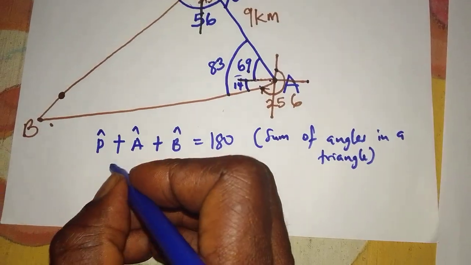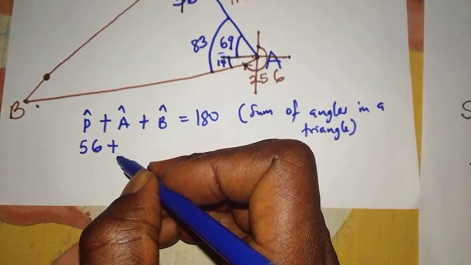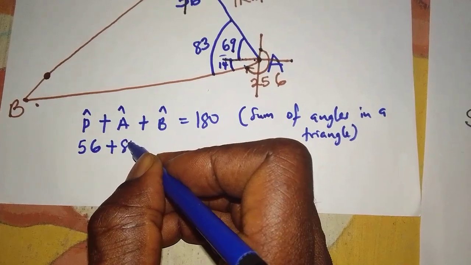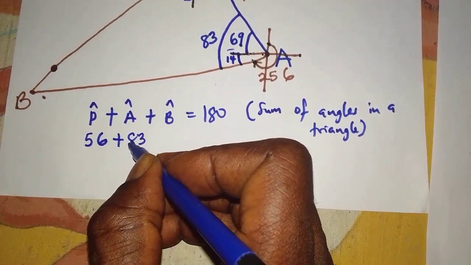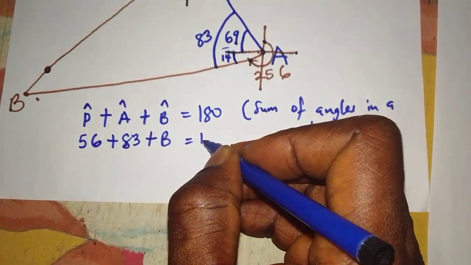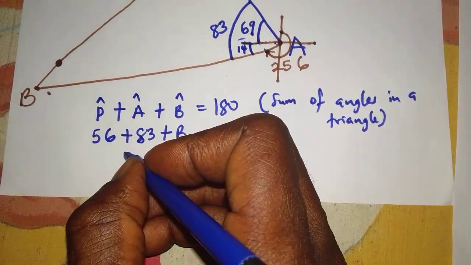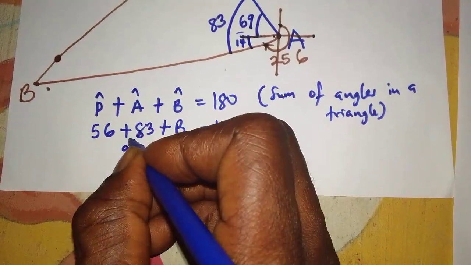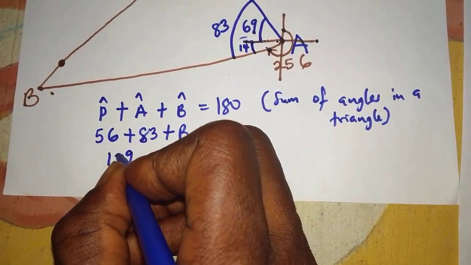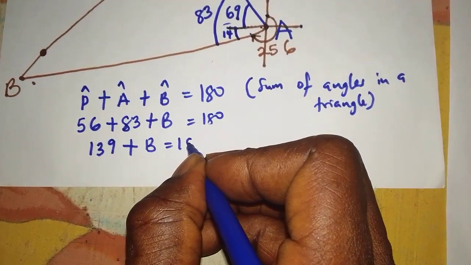So your angle P is 56, plus your angle A is 83, plus angle B is equal to 180. 56 plus 83 will give us 139, plus B is equal to 180.